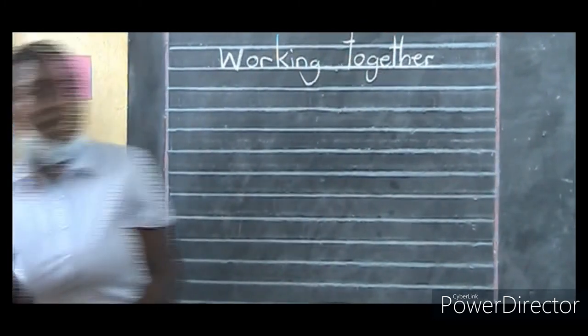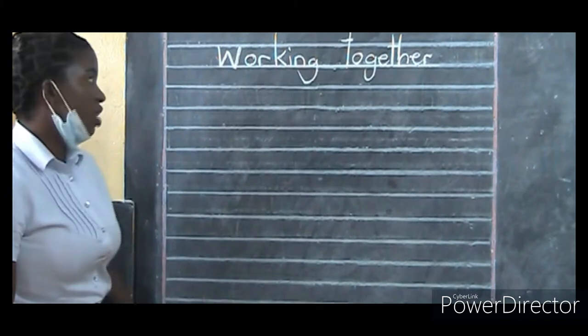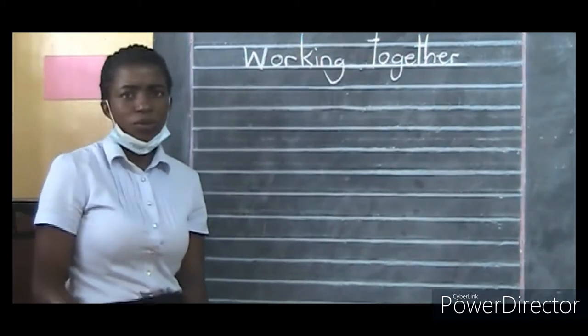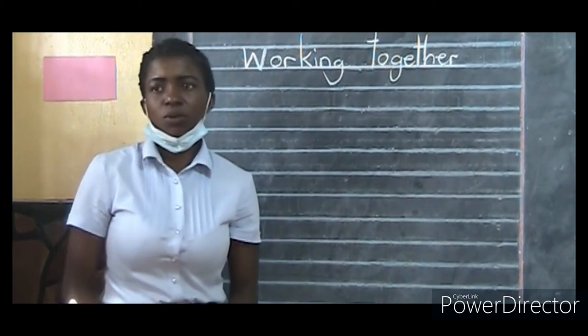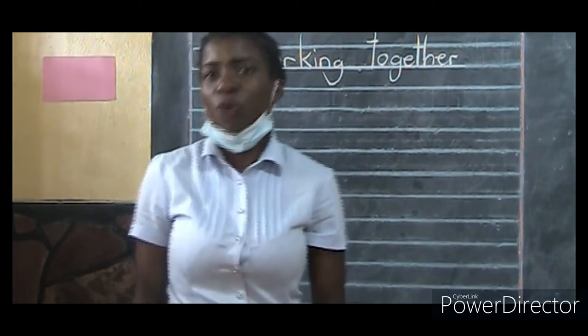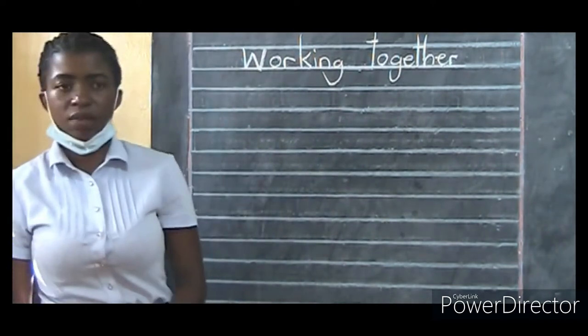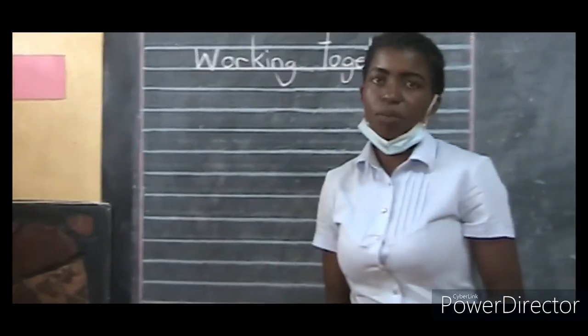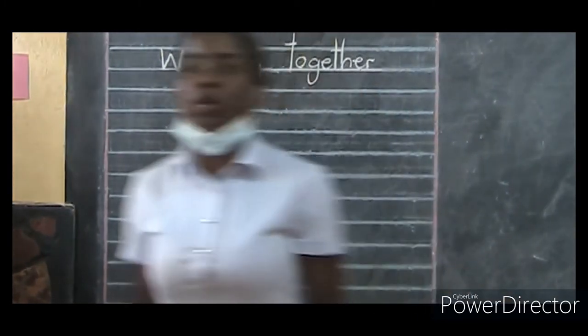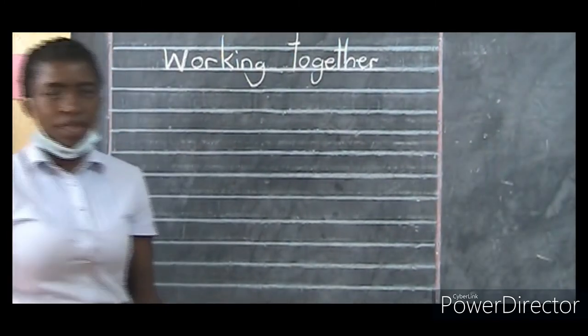So like I said earlier, today we are going to be looking at working together. Now, can you tell me the times at which people work together? What time do you see people working together? When or where do you see people working together? Anyone with an answer to help us? The time at which people work together, meaning a group of people doing different types of work together.